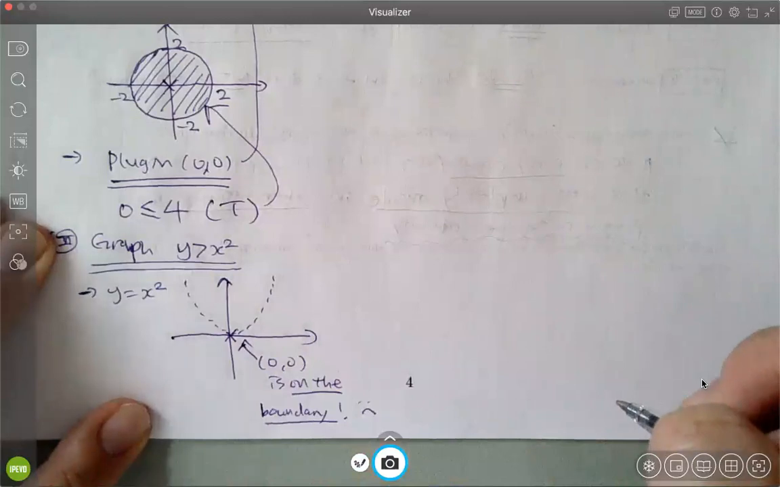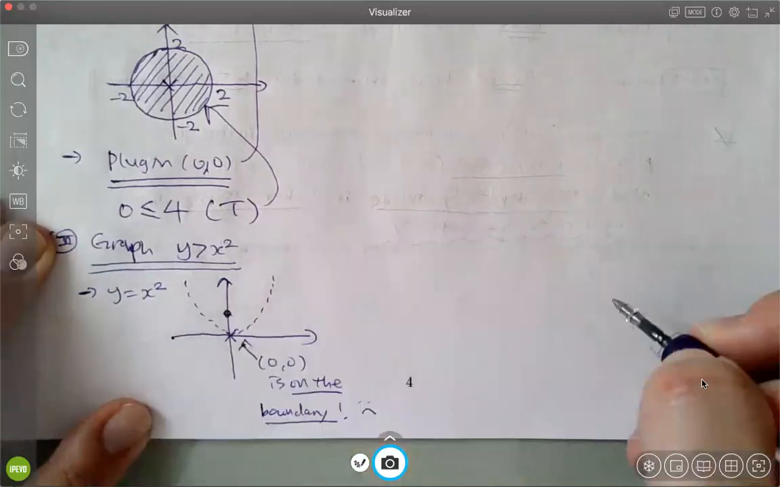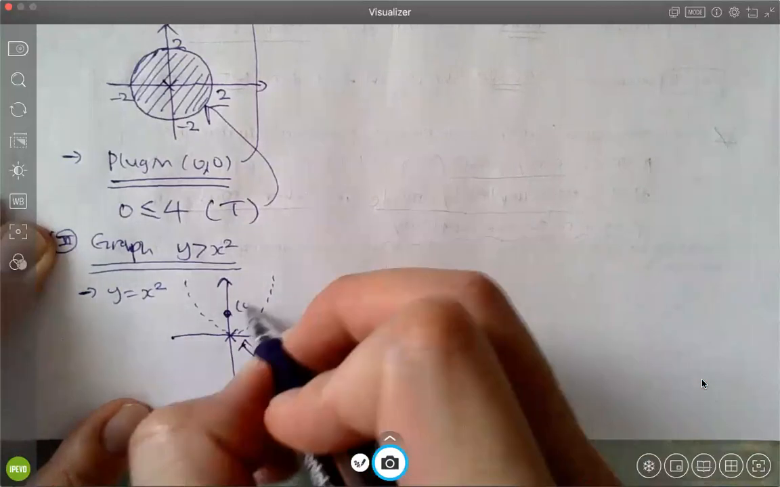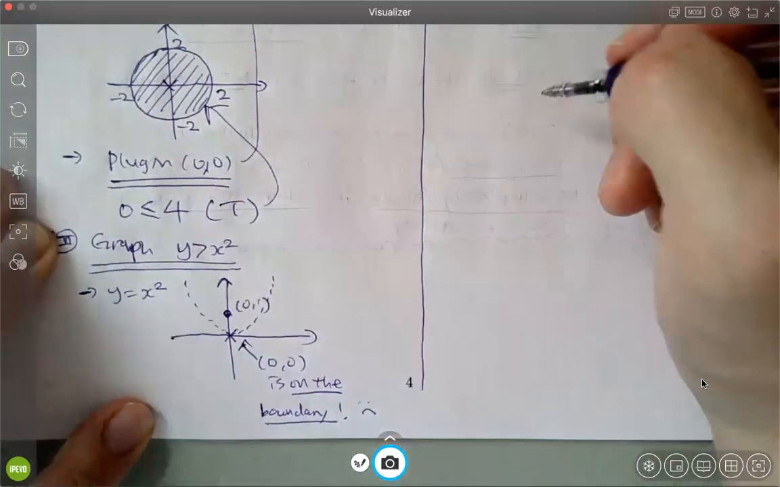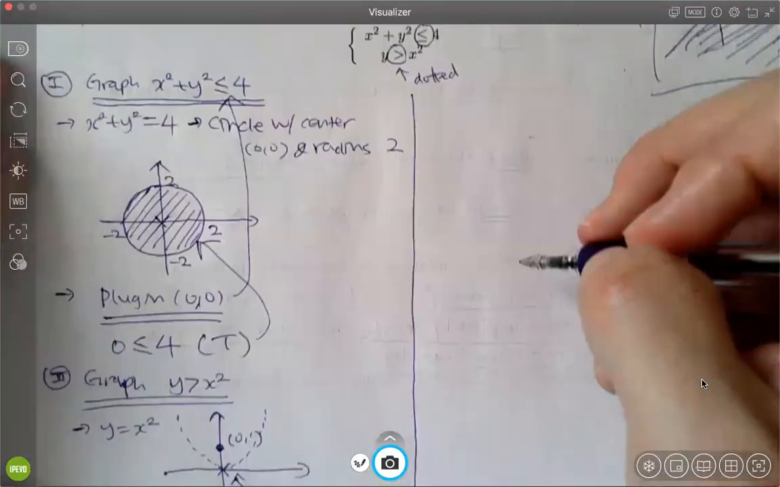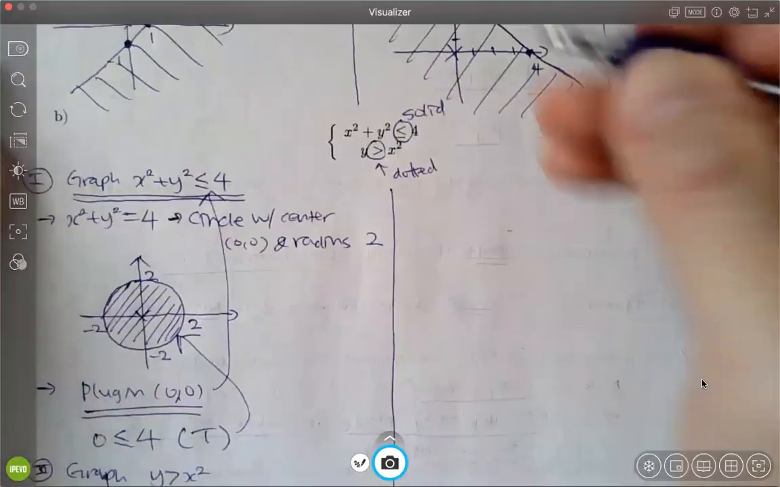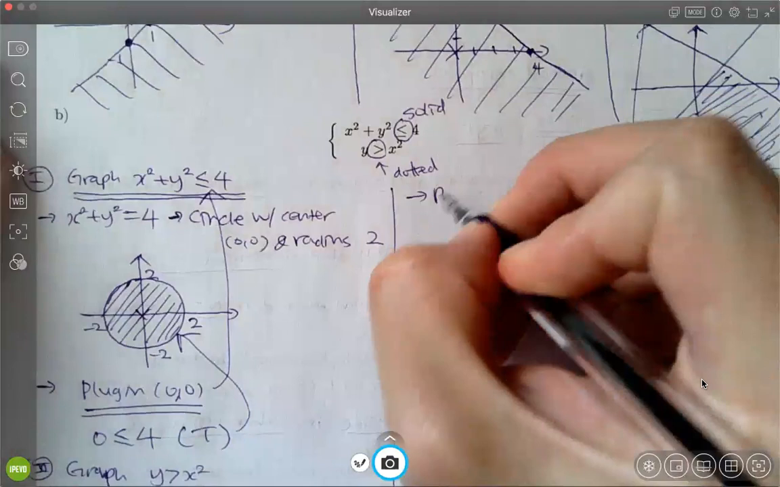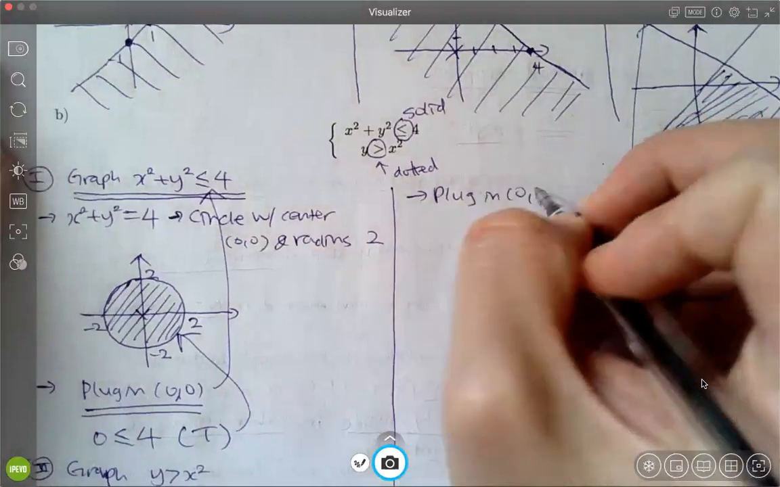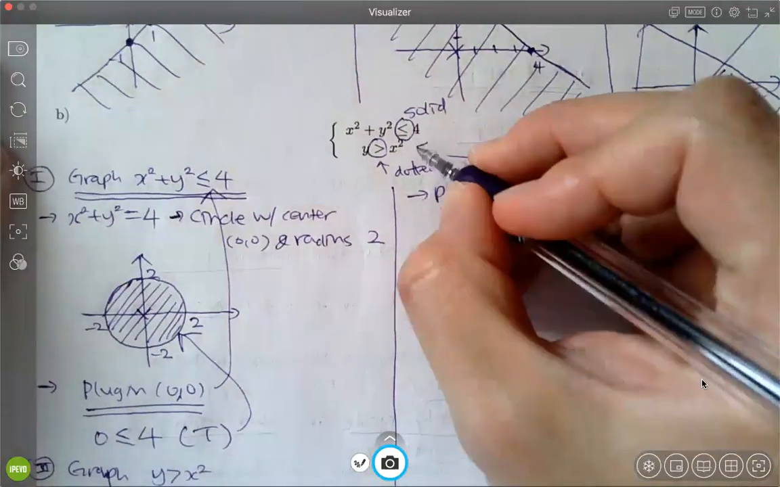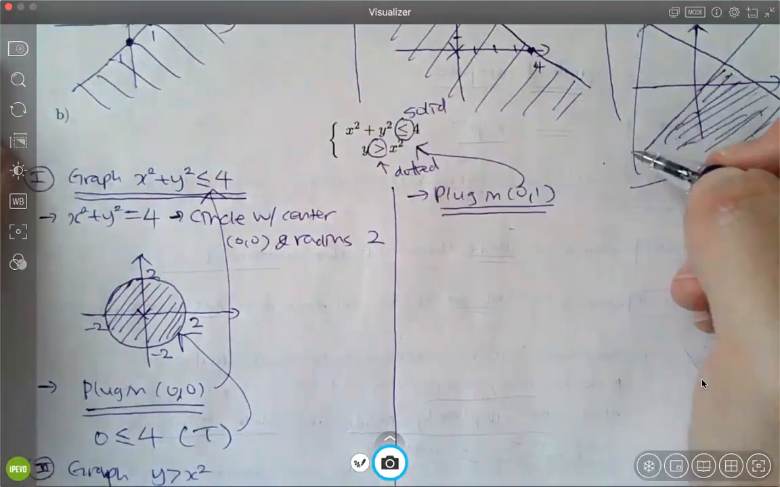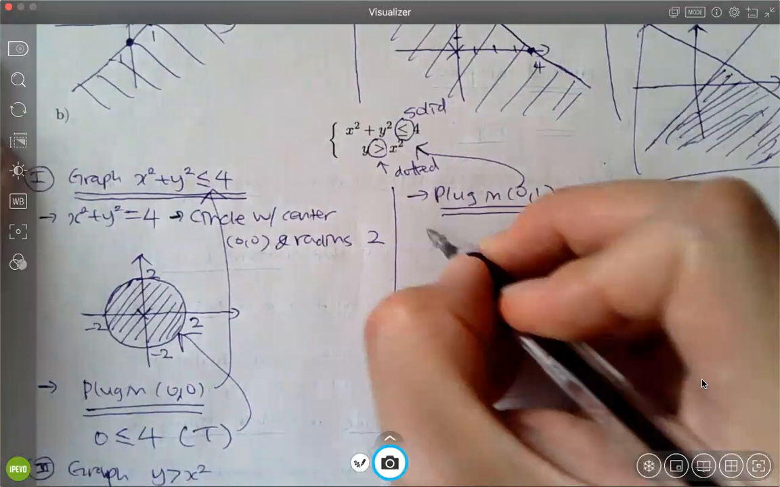0, 1. Okay, so now where is 0, 1? Here. Okay, so that's 0, 1. That's a good point. And now plug in 0, 1 to where? To this inequality, okay? So what does that mean? We set x equals 0 and y equals 1.